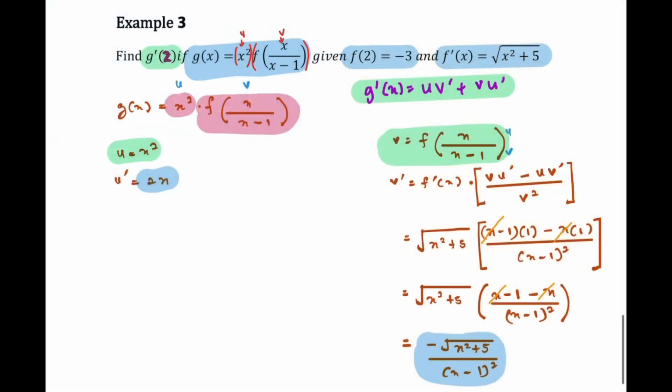Now let's look at example 3. Find g prime 2, given that g(x) is equal to x squared times the function f(x over x minus 1), and given that f(2) is equal to minus 3 and f prime x is equal to the square root of x squared plus 5. So the question asks us to find g prime 2. Let's start off with finding g prime x, and then let's substitute the value x is equal to 2.